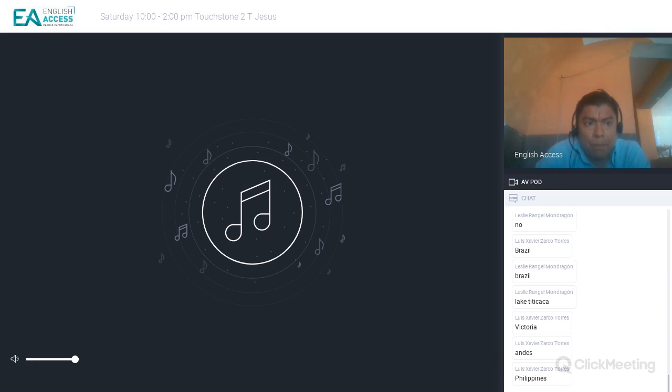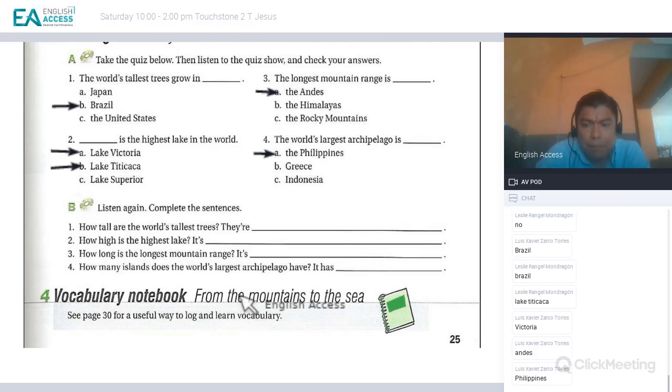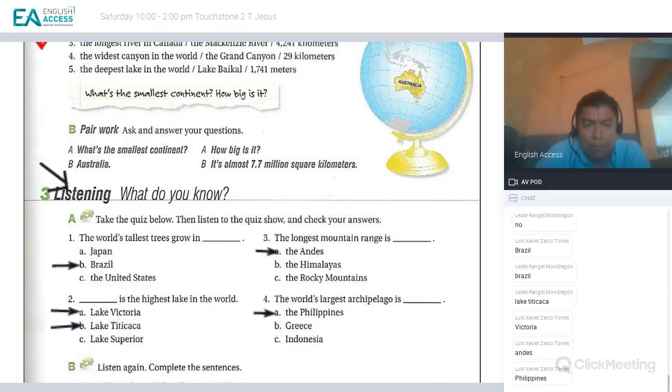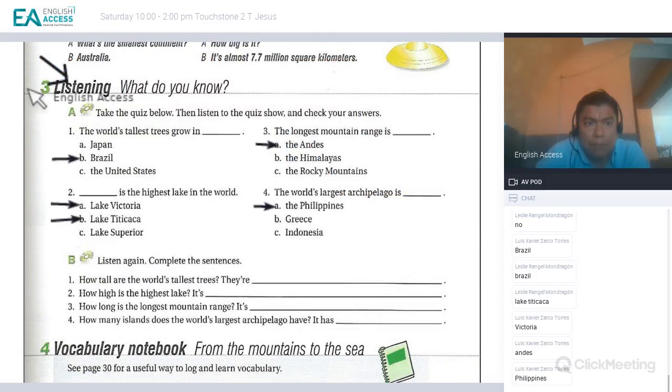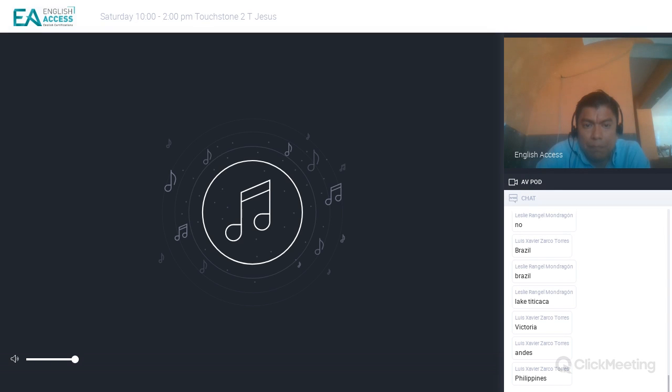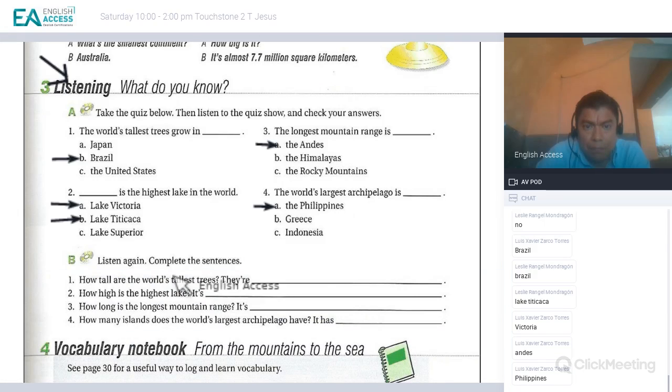Page 25. Lesson B. Natural Wonders. 2. Grammar. Oh, questions with how plus adjective. Page 25. 3. Listening. What do you know? A. Take the quiz below. Then listen to the quiz show and check your answers.